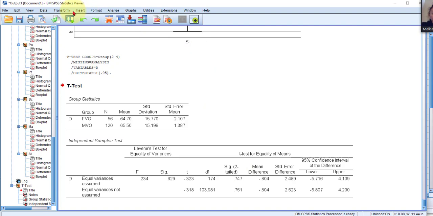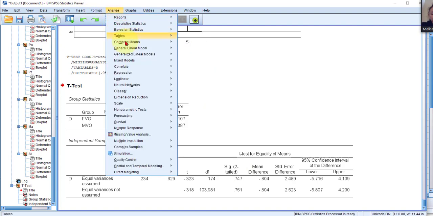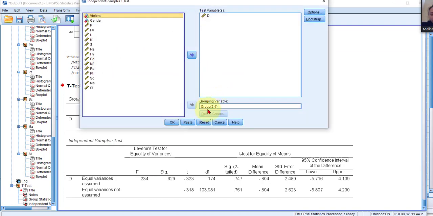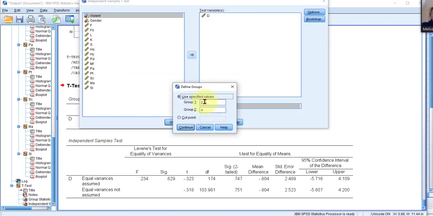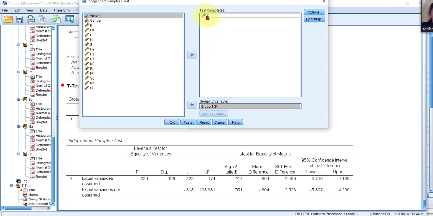Now, part 2, we're going to go to Analyze, Compare Means, Independent Samples. This time we're going to do the 1 versus 3, which is female nonviolent to male nonviolent, yes? Correct. And we can do all 3 of the scales in this one. So Pa, Sc, and Ma. So Pa, Ma, and Sc. And Sc. Okay, there we go. Boom.